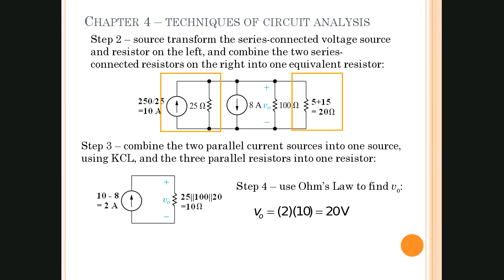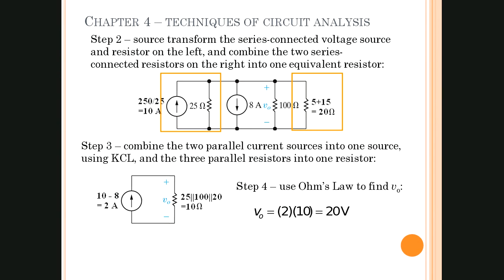And look at all this. Now we have two current sources going in opposite directions in parallel. We know what we can do with current sources in parallel. We can add them. And then we have these other resistors that are all in parallel, and so we can actually combine them if we wanted to.